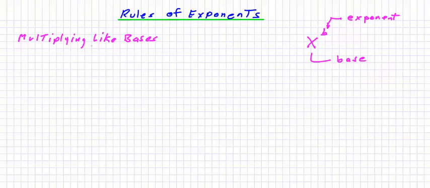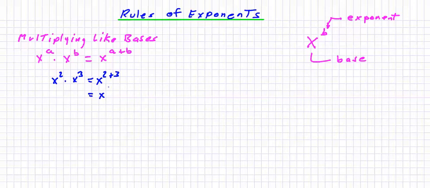All right, when we multiply like bases, x to the a times x to the b, we have two bases that are the same. We add the exponents, x to the a plus b. For instance, if we multiplied x to the second times x to the third, we would end up with x to the 2 plus 3, which is 5, x to the fifth.